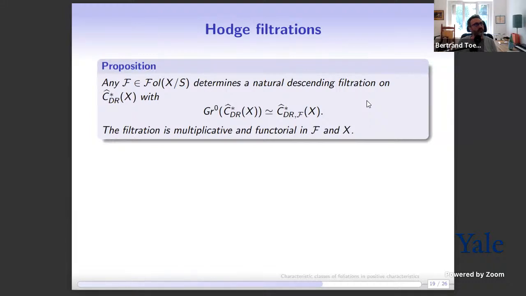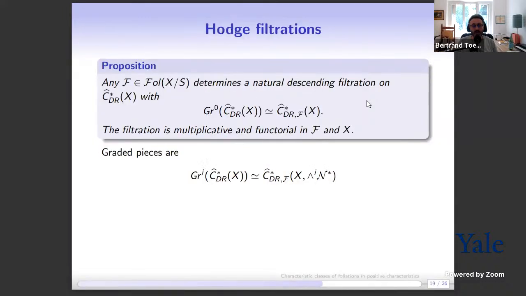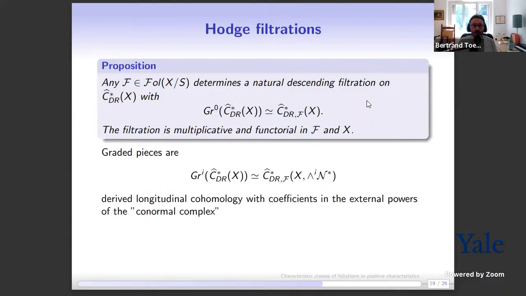So that's a generalization of the fact that a foliation gives a filtration on the de Rham complex of the ambient manifold. And the first piece is just the de Rham complex where you mod out by the differential ideal. And then the next pieces are actually longitudinal de Rham cohomology, but with coefficients in the conormal sheaf or wedge powers of the conormal sheaves. So N here is the conormal complex, or conormal bundle in the smooth case.